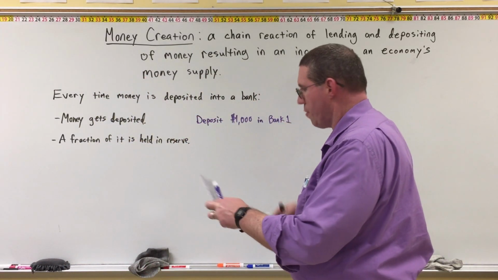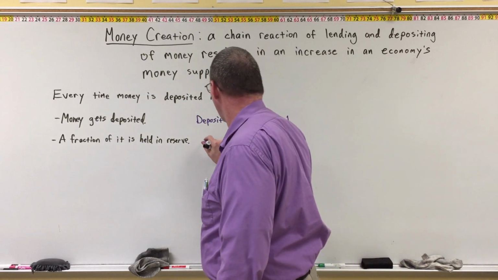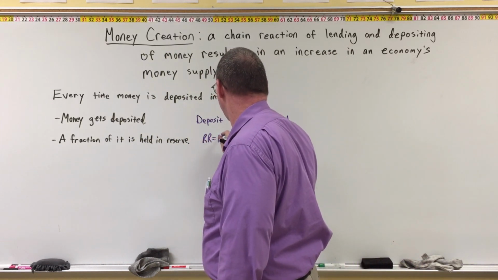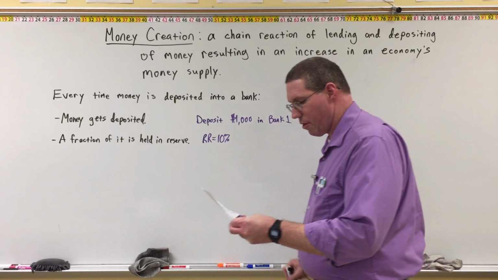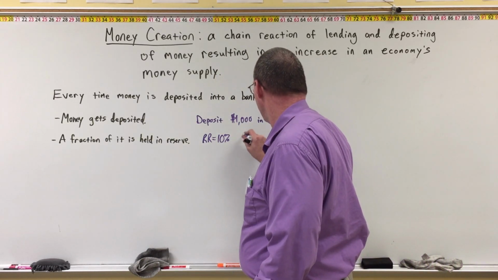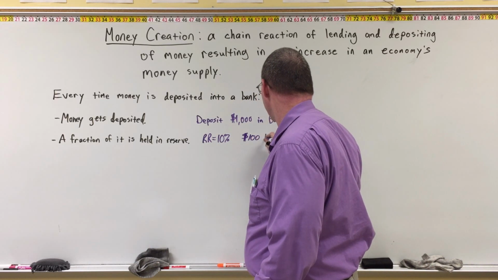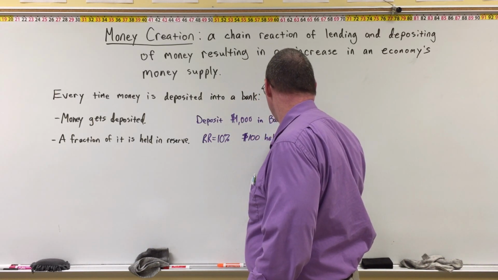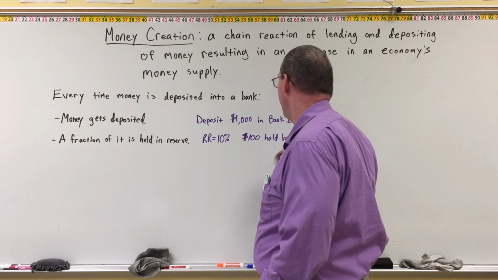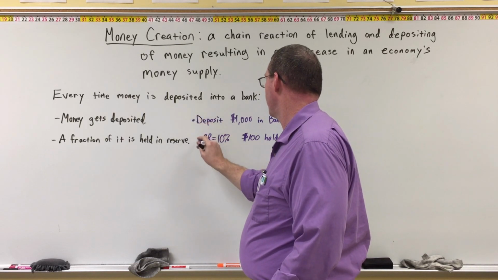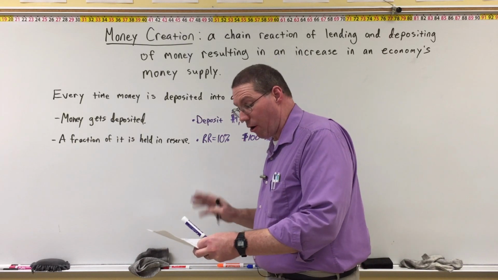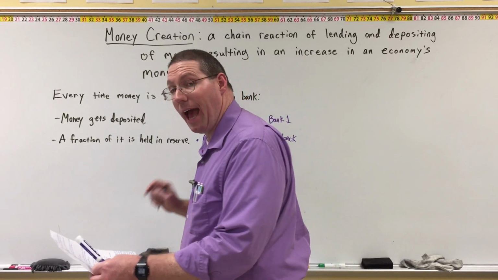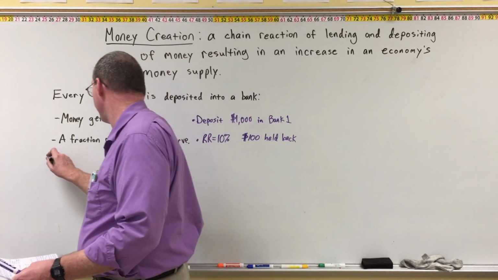Let's say in this particular case that the reserve ratio is 10%. So that means that bank one is going to hold back $100. Then the remainder of that money is going to be lent out to borrowers.